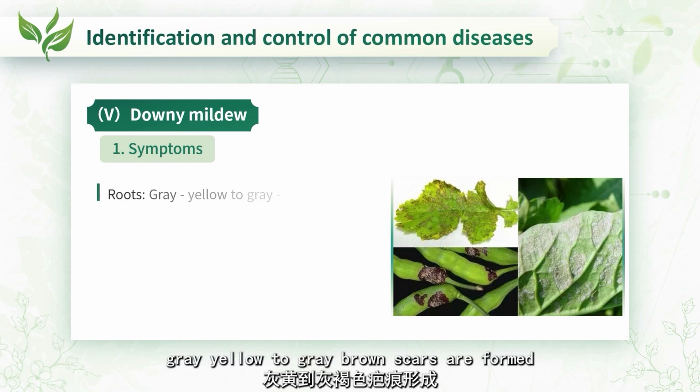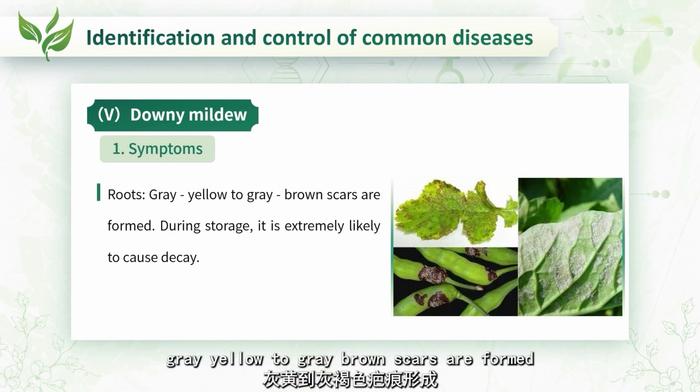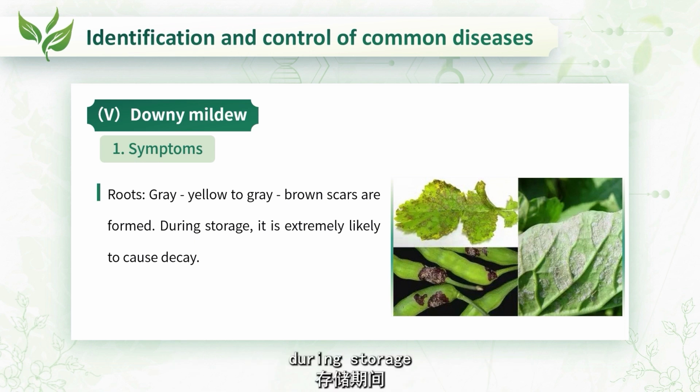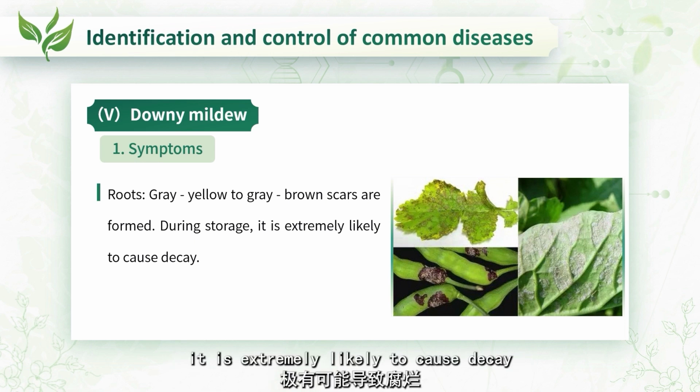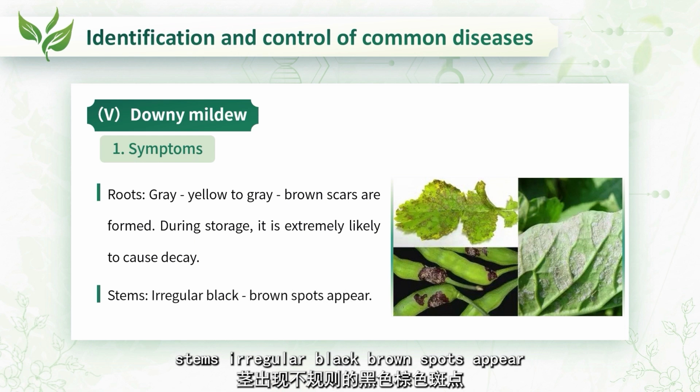Roots: gray, yellow to gray, brown scars are formed. During storage, it is extremely likely to cause decay. Stems: irregular black-brown spots appear.